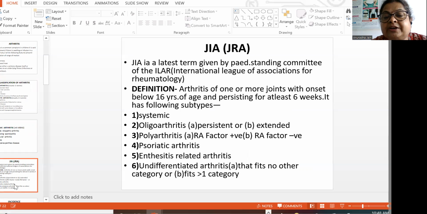So juvenile idiopathic arthritis was initially known as juvenile rheumatoid arthritis. JIA is the latest term given by the pediatric standing committee of the International League of Associations for Rheumatology, known as ILAR. Its definition is arthritis of one or more joints.